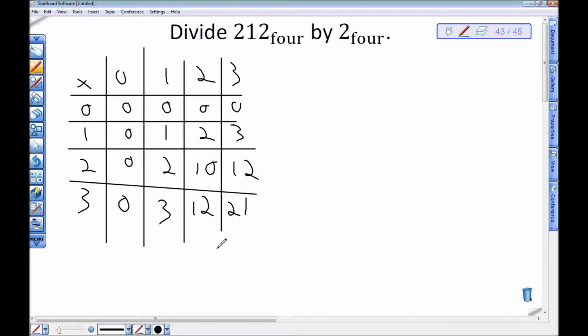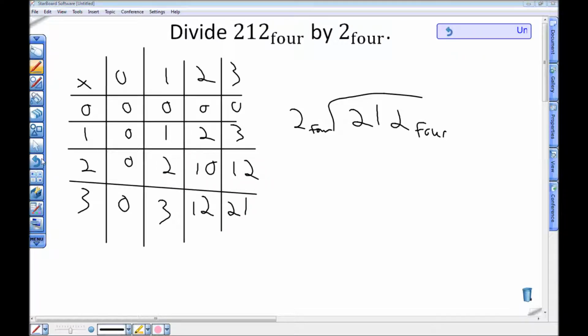So now to do this division, I want to know how many times 2 base 4 goes into 2, 1, 2 base 4. Well, I can see that 2 goes into 2 one time, because 2 times 1 is 2. Sorry, I can write a 1 here. 1 times 2 is 2. Subtract gives me 0. Bring down this 1. 2 is larger than 1, so I'm going to put a 0 here. 0 times 2 is 0. 1 minus 0 is 0, and bring this 2 down.